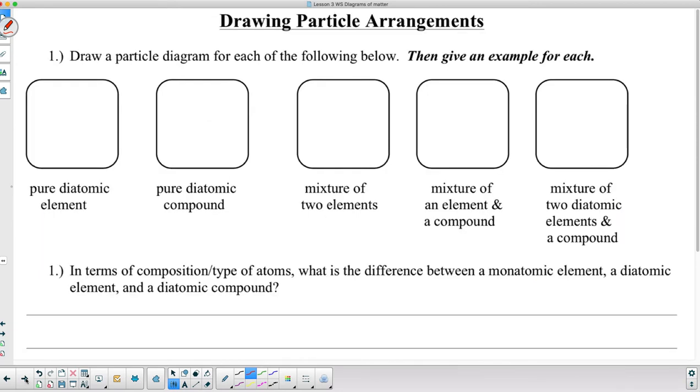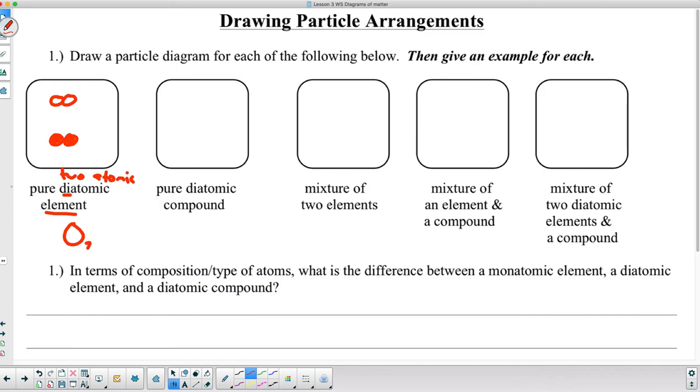Now I just want to say something about drawing a particle diagram for each of the following below. Then give an example for each. I'm not going to do this whole thing for you, but I do want to show you the first two because I think you can get the rest of those then, given a little bit of information. So a pure diatomic element is just what we talked about before. It's touching, it's the same particle, but there's more than one of them. You could also have something that looks like this, and either one of these would be examples of a pure diatomic, di meaning two, a two-atom molecule of an element.